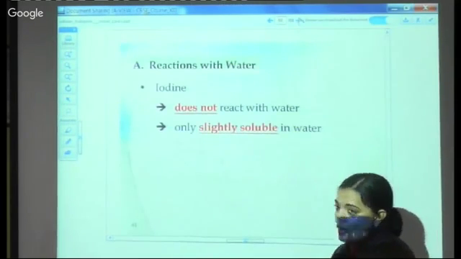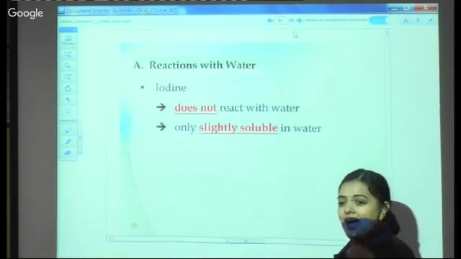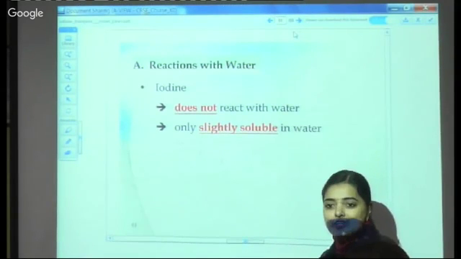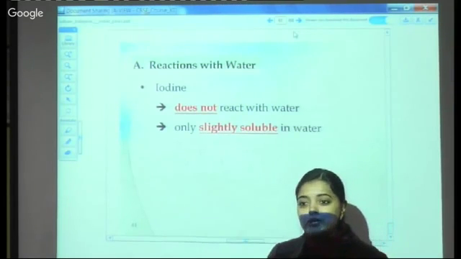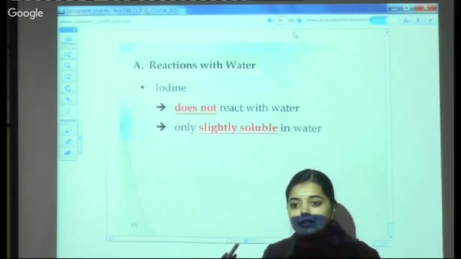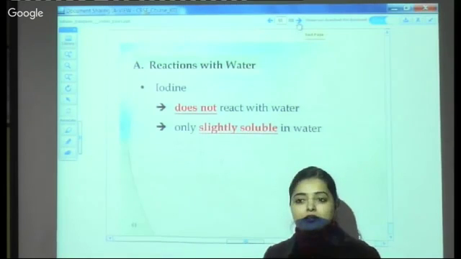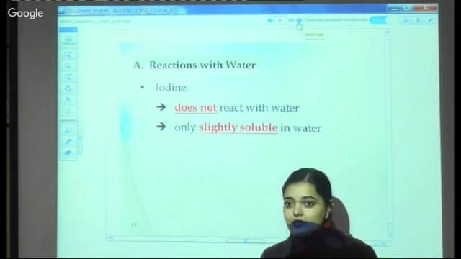However, iodine does not react with water. It's only slightly soluble. So iodine won't create any kind of cleaning, or impart any oxidation to the impurity or the dye. That kind of property is not governed by iodine. So we do not use iodine capsules for cleaning water. Next.